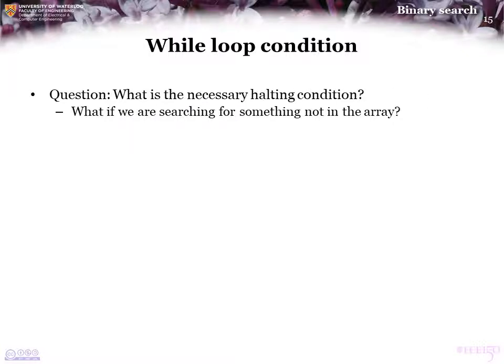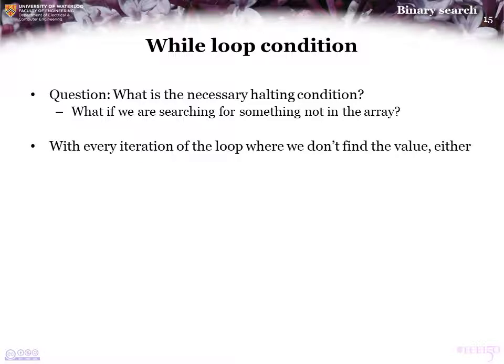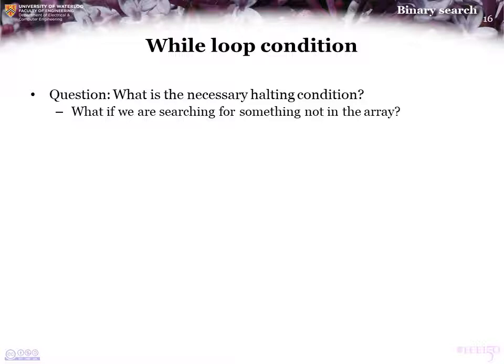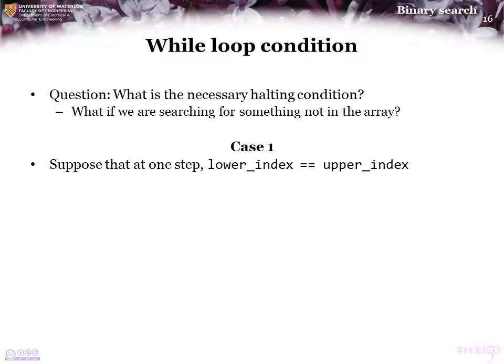Now, what if we're searching for a value that is not found in the array? Well, with every single iteration of the loop where we don't find the value, one of two things will happen. Either the value of lower index will be increasing, or the value of upper index will be decreasing. So consequently, pretty soon, lower index will be very close to or equal to upper index. So let's consider the various possible cases.